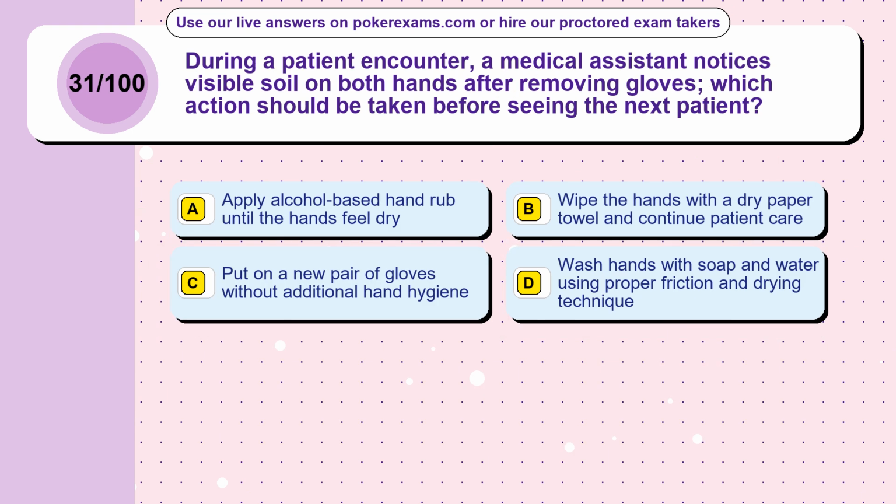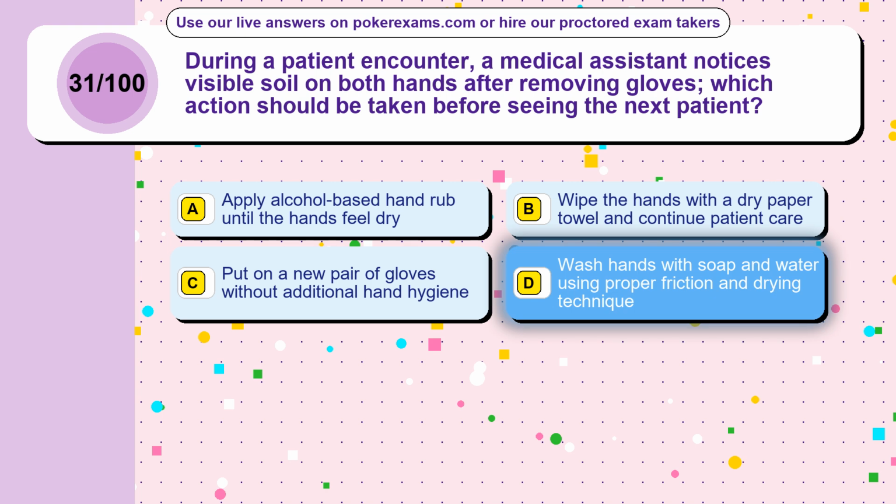Question 31. During a patient encounter, a medical assistant notices visible soil on both hands after removing gloves. Which action should be taken before seeing the next patient? Option A. Apply alcohol-based hand rub until the hands feel dry. Option B. Wipe the hands with a dry paper towel and continue patient care. Option C. Put on a new pair of gloves without additional hand hygiene. Option D. Wash hands with soap and water using proper friction and drying technique.